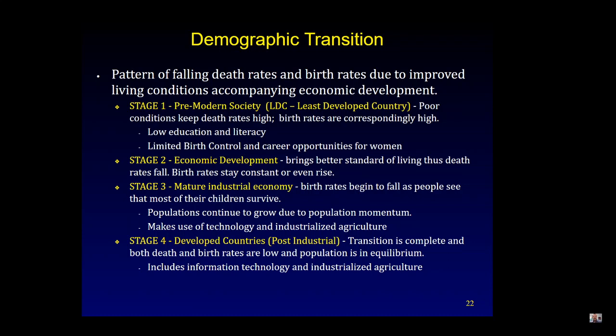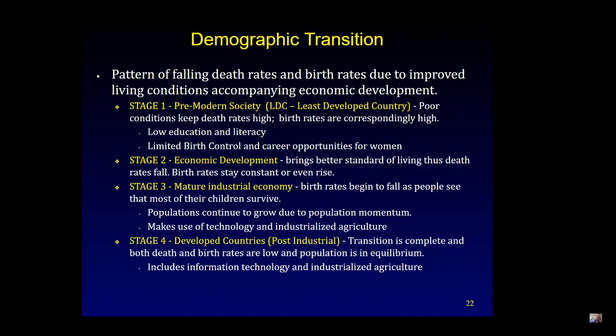So this tends to be the stage where you start seeing this leveling off period, like what Thailand is in right now, or the United States, where it's kind of stabilizing. And then we have stage 4, which is very developed countries. Transition is complete, and both death rates and birth rates are low, and populations are in equilibrium. And this is kind of going to stage 4, where it's going down a bit, right? So you see the full stabilization here, or even going down.